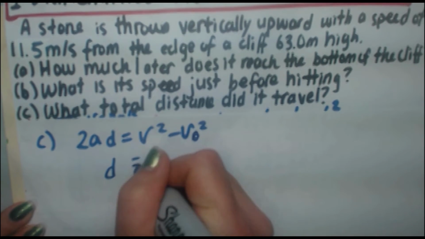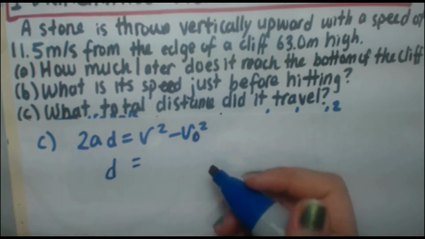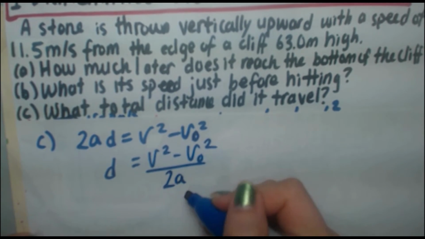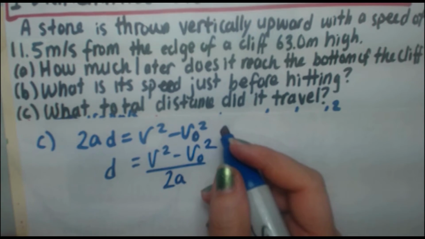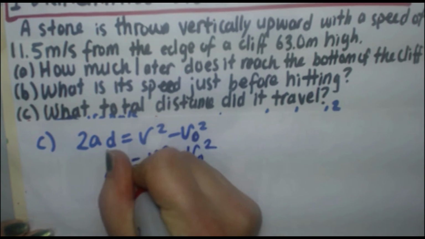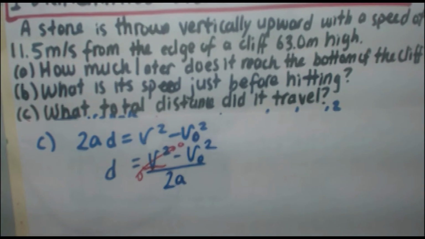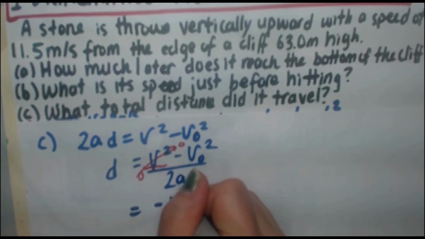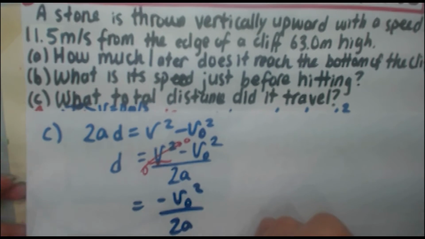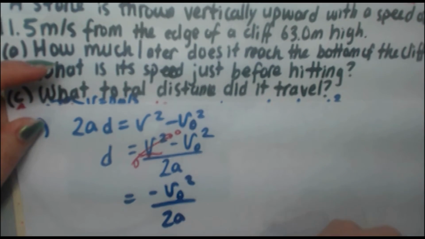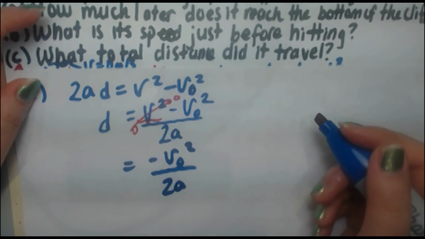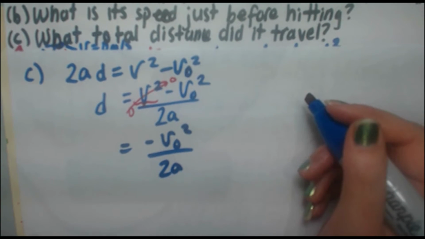So to get D by itself, you have to divide both sides by 2A. So D equals V squared minus V naught squared divided by 2A. Plug in your values. We just stated that V is 0. So because that's 0, this whole thing goes away, and we're left with negative V naught squared over 2A. You're probably like, just plug it in already, but as you do more complex problems, it's actually beneficial to simplify the equation first, and then plug it in. It actually will save you time later on. So just get used to doing it now.